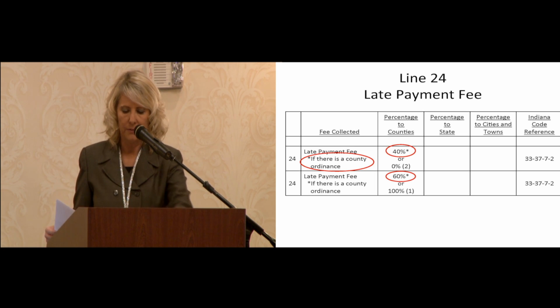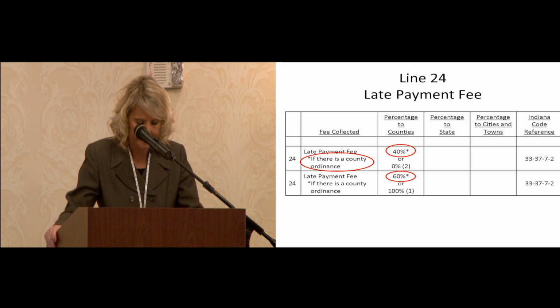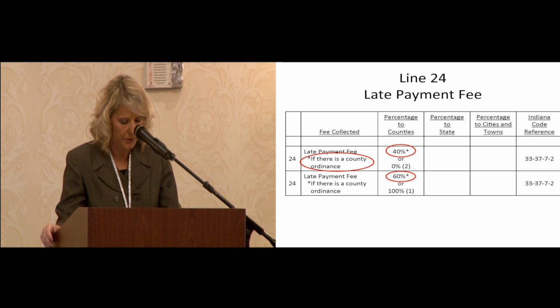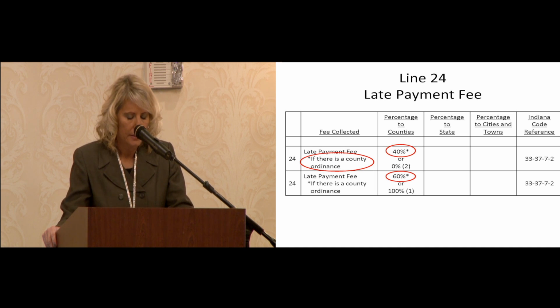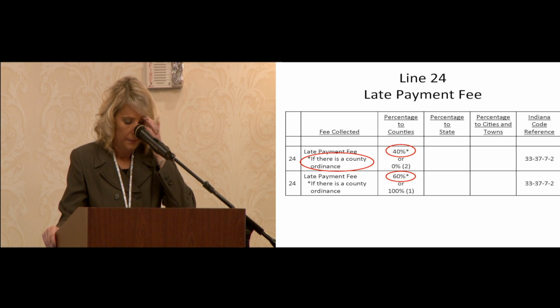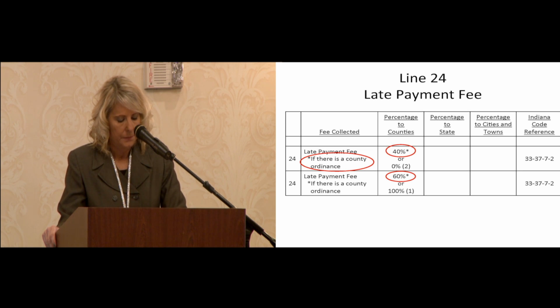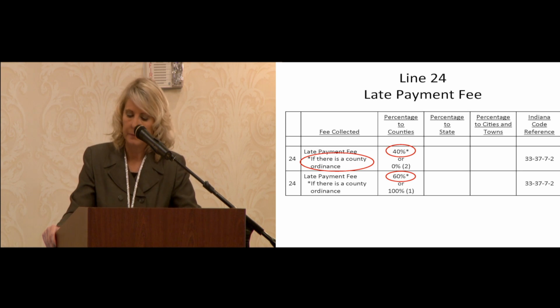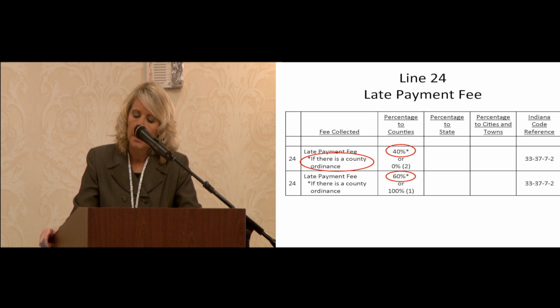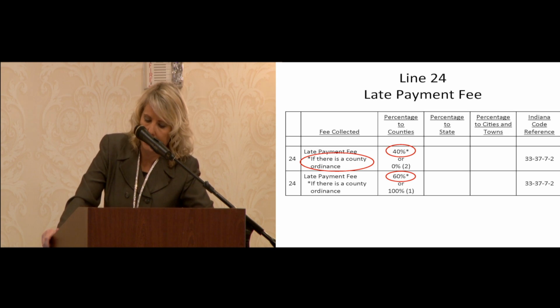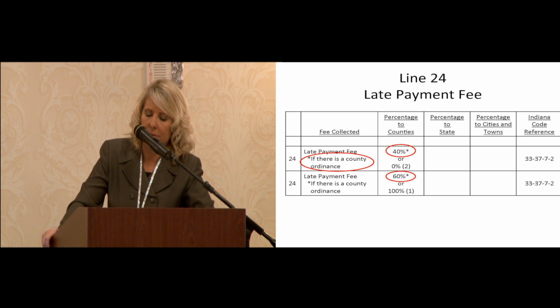Let's look at line 24. This one's different yet. We got 2 lines 24s. And we got 4 things, 4 percentages in the percentage to counties column. You'll notice that this is for the late payment fee. There's numbers circled here that all have an asterisk.